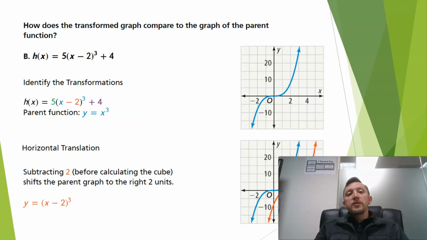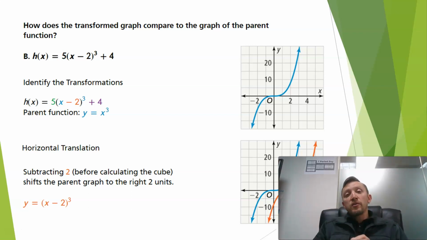So let's look at this one. And here it says, how does the transformed graph compare to the graph of the parent function? So in this graph, we have 5 times the quantity x minus 2 cubed plus 4. So the transformations here are, we have a 5 out in front, we have a minus 2, and then we have a plus 4. And all of that is based on the original parent function x cubed.